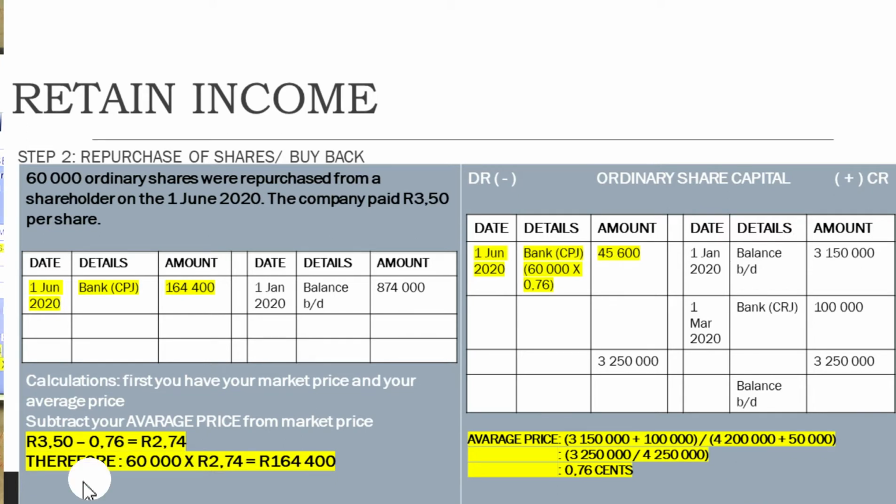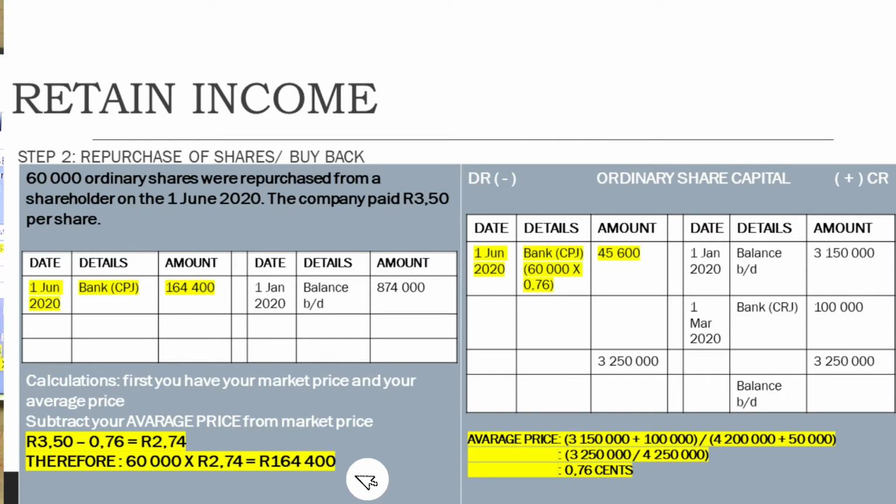What are you going to do? You're going to say R3.50 minus your average price, 76 cents, equals R2.74. So that R2.74 is the amount we are going to use to calculate the amount for the retained income. So we are going to say 60,000 shares multiplied by R2.74, and then we are going to get how much? 164,400 at the end of the day.